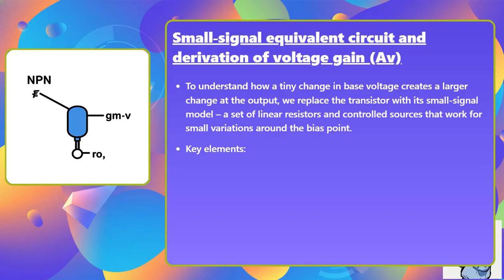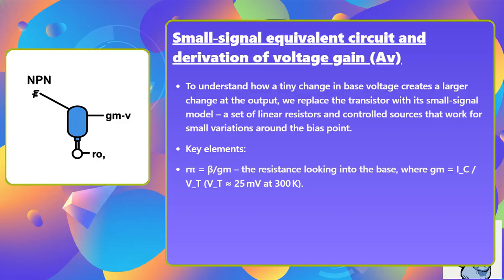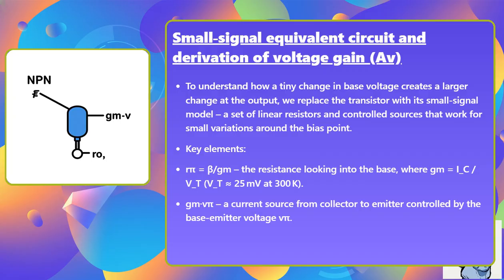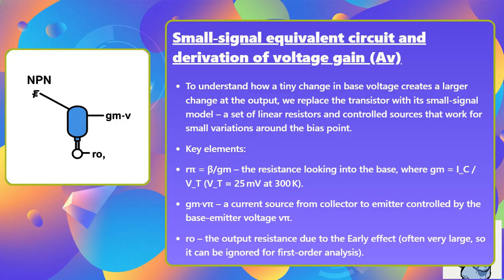Key elements: r_pi equals beta over g_m, the resistance looking into the base, where g_m equals I_C over V_T, approximately 25 millivolts at 300 Kelvin. g_m times v_pi, a current source from collector to emitter controlled by the base-emitter voltage v_pi. r_o, the output resistance due to the Early effect, often very large, so it can be ignored for first-order analysis.